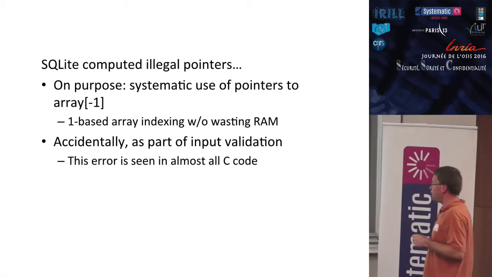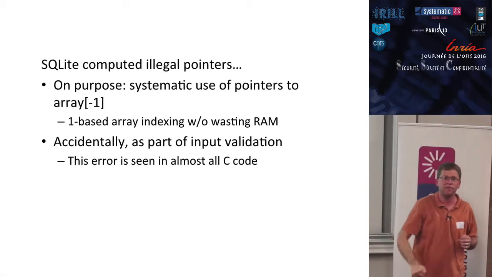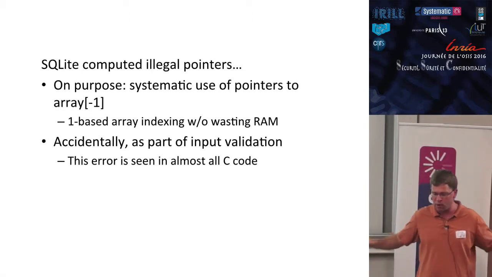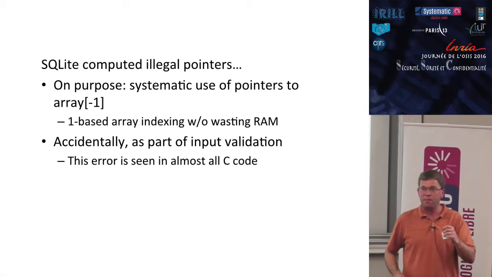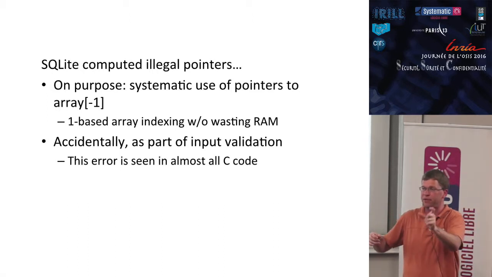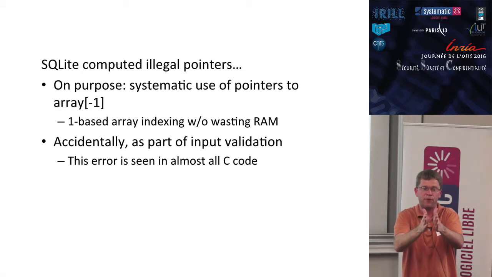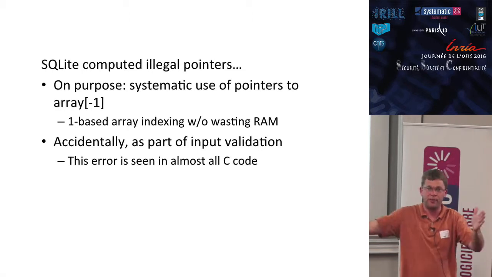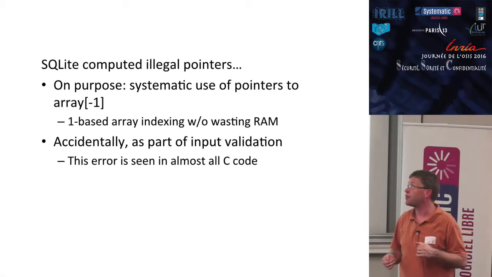One thing we found is systematically creating pointers to the element before an array. There was a case in SQLite where, for some reason that I never really tried to figure out, he wanted to use 1-based array indexing. He wanted to start his arrays at 1. But he didn't allocate an array and just index it starting at 1, because that would waste a piece of memory. He created the array, made the pointer point 1 before it, and now array sub 1 pointed to the 0th element. This is very clever, I suppose, but it's actually illegal C code.